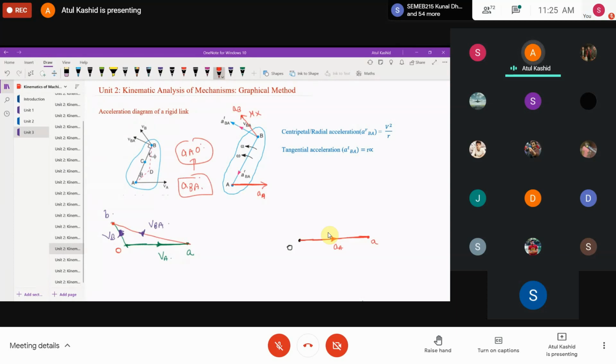So we have three things in this. One is the acceleration of A with respect to O, and the acceleration of B with respect to O, right? These two things, we can draw very easily in the acceleration diagram, but for this thing, that is acceleration of B with respect to A, so this is the relative acceleration, we need to do something, and I will show you now.